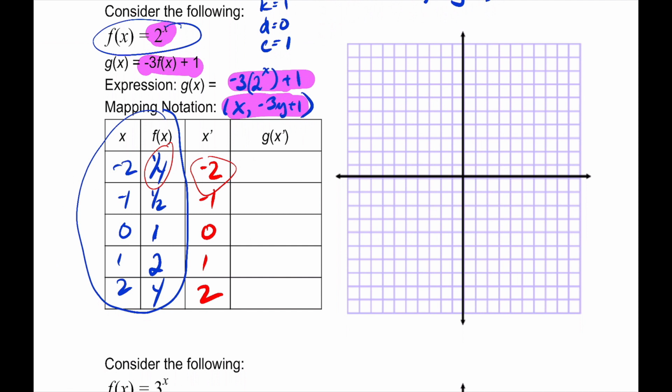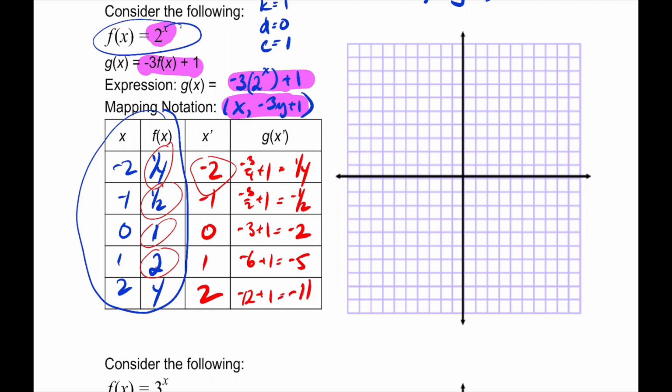So -3 times a quarter is -3 quarters plus 1, so that's going to be 1 quarter. And then -3 times a half is -3 halves, plus 1, so that's going to be -1 half. Then we get -3 times 1, which is -3 plus 1, that's going to be -2. And then -3 times 2 is -6 plus 1, so that's going to be -5. And last, -3 times 4 is -12 plus 1, and that's going to be -11.